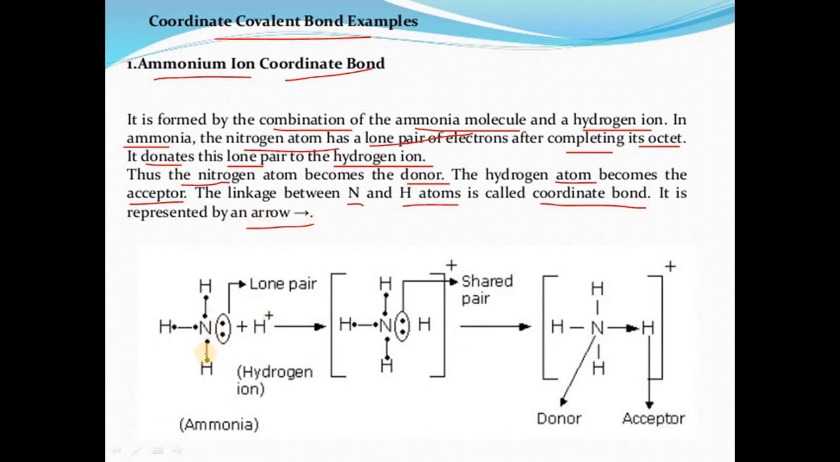In the case of ammonia, it consists of 3 covalent bonds with the hydrogen atoms and an excess lone pair present on the nitrogen. This lone pair acts as a donor, and H plus acts as an acceptor. There is a shared pair of electrons which is contributed by only nitrogen, and after contribution by donor to acceptor, a coordinate type of bond is formed. So this is the formation of ammonium ion.